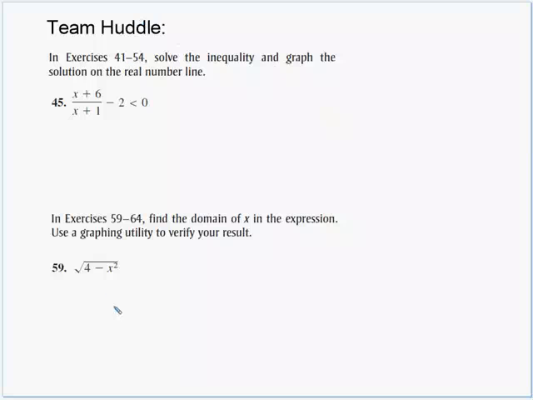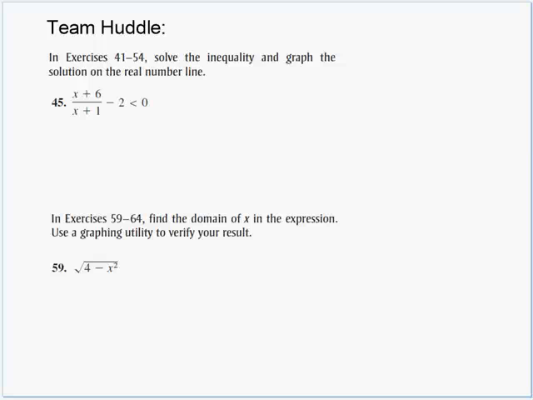A couple of practice problems. These mirror the examples pretty well. In the first one, solve the inequality and graph the solution on the real number line. In this one, find the domain of the expression. Do a little quick sketch graph to verify the result. So pause the video, give those a try, see if you get them right.